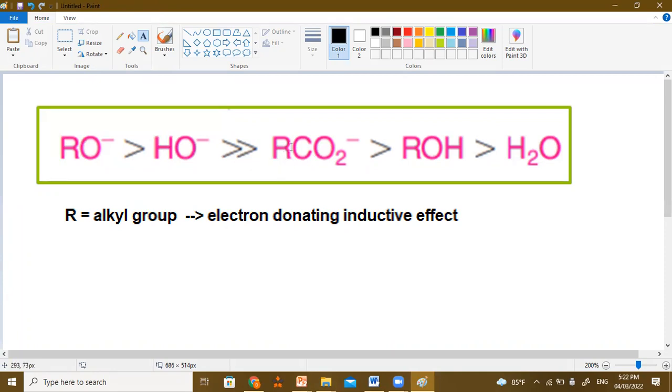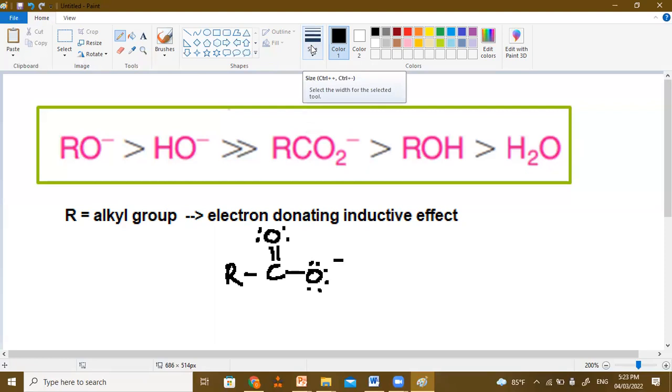Now the question is, you also have an R here and CO2. Why would it be less basic than your OR here? Again, the reason is the C double bond O. You have R, C, double bond O, and of course you have a negative charge here on the oxygen. Now, when you have a double bond and an adjacent atom that has an electron pair, it will always have a resonance structure. And having the resonance structure, it could also stabilize your system.